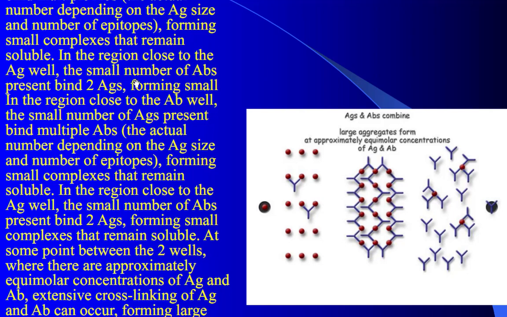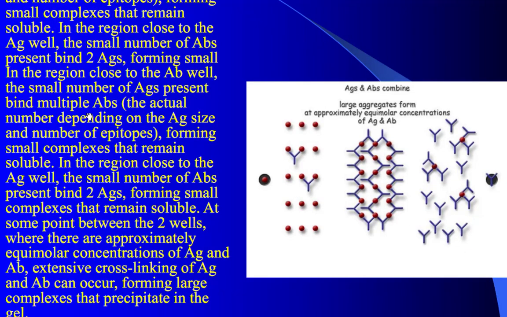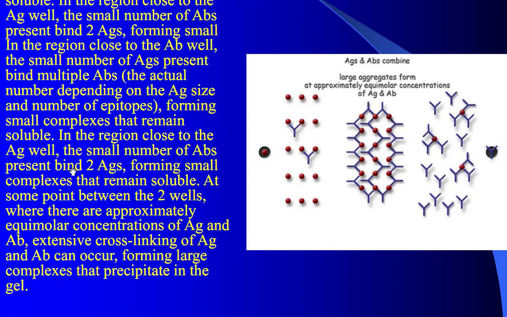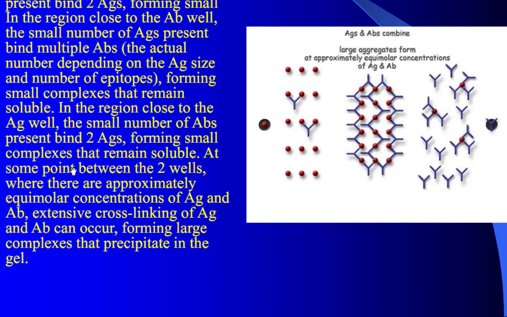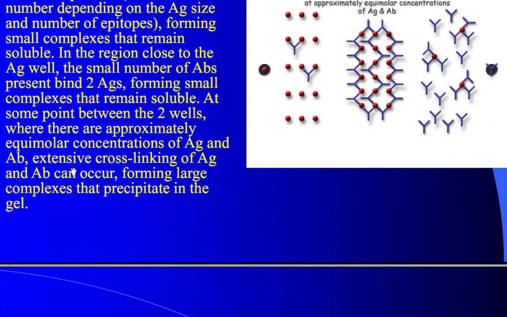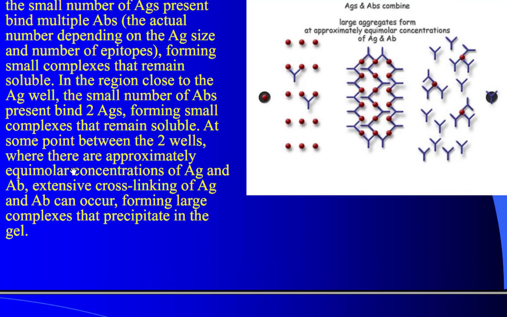The small number of antibody present bind to antigen, forming small complexes in the region close to the antibody well. The small number of antigen present bind multiple antibody, the actual number depending on the antigen size and number of epitopes, forming small complexes that remain soluble. In the region close to the antigen well, the small number of antibody present bind to antigens, forming small complexes that remain soluble.